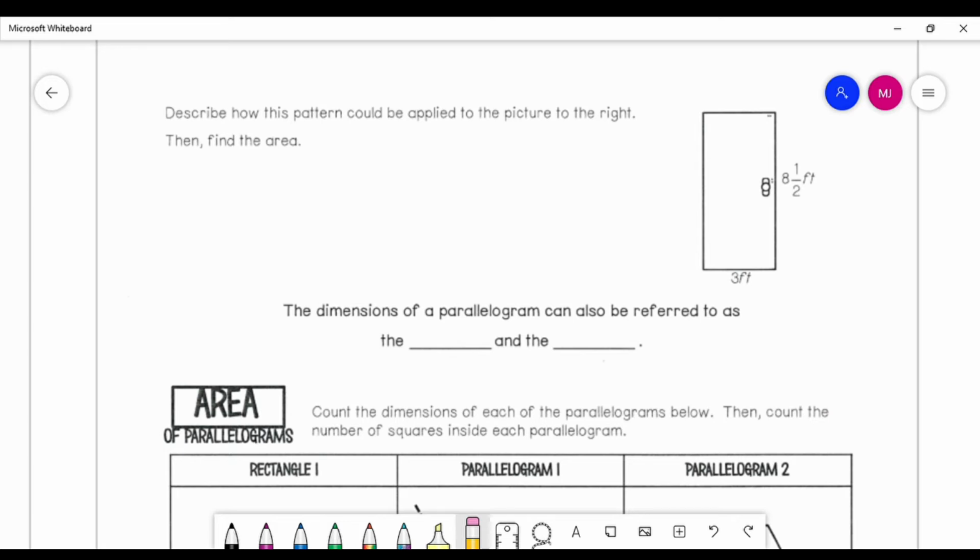Describe how this pattern could be applied to the picture to the right, and then find the area. So what do you think we need to do? You were saying multiply the whole number. Okay. Well, before we defined our length and our width. So what's our length here? 8.5 is fine. And then what's our width? 3.